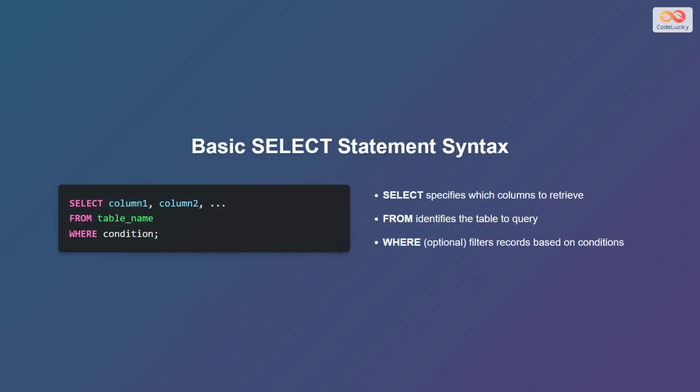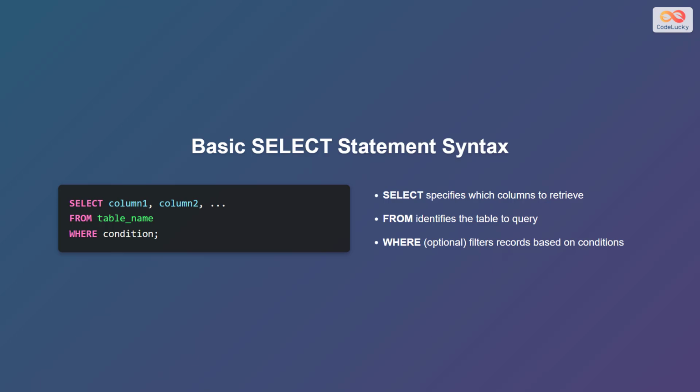The basic syntax of a SELECT statement involves the SELECT keyword, followed by a list of column names that you want to retrieve. Next is the FROM keyword, and this is followed by the table name where these columns exist. Lastly, there is an optional WHERE clause, which is used to filter the results based on specific conditions.